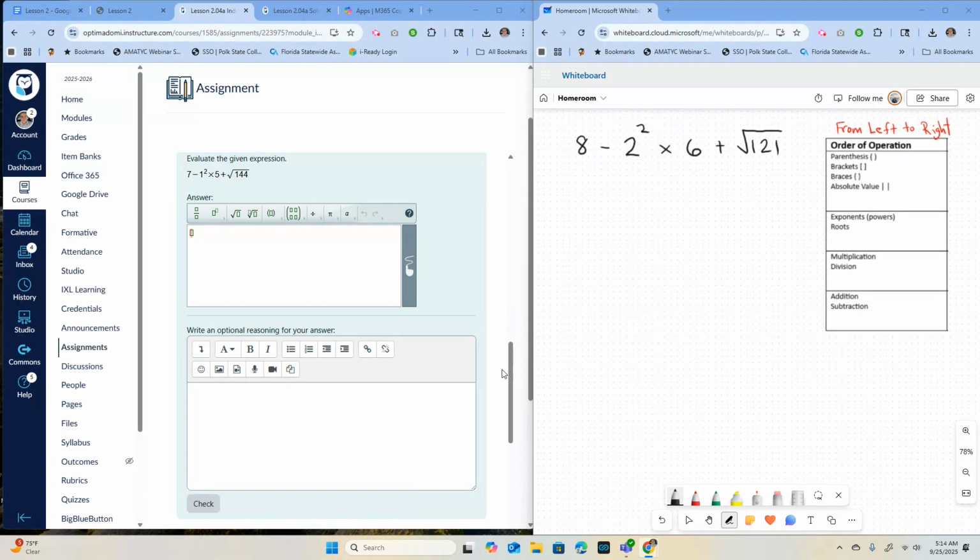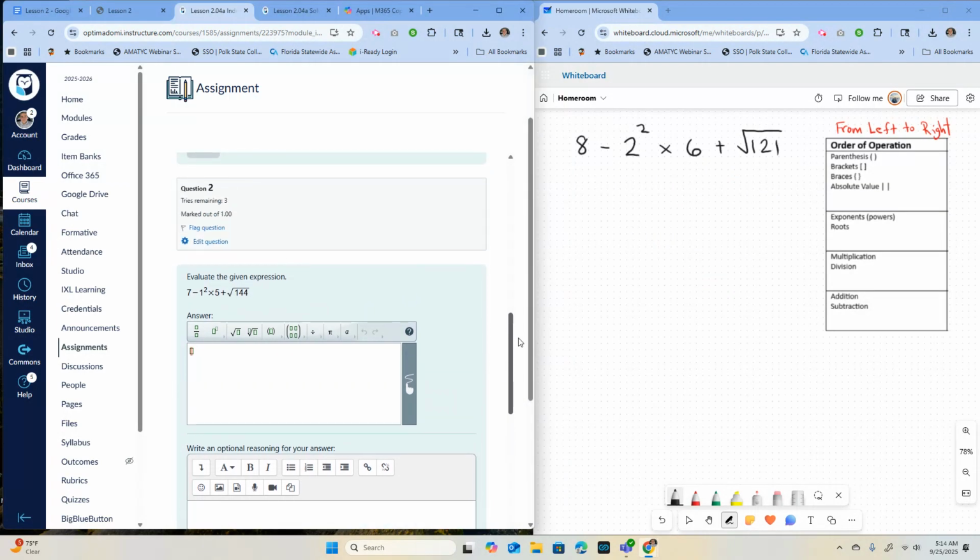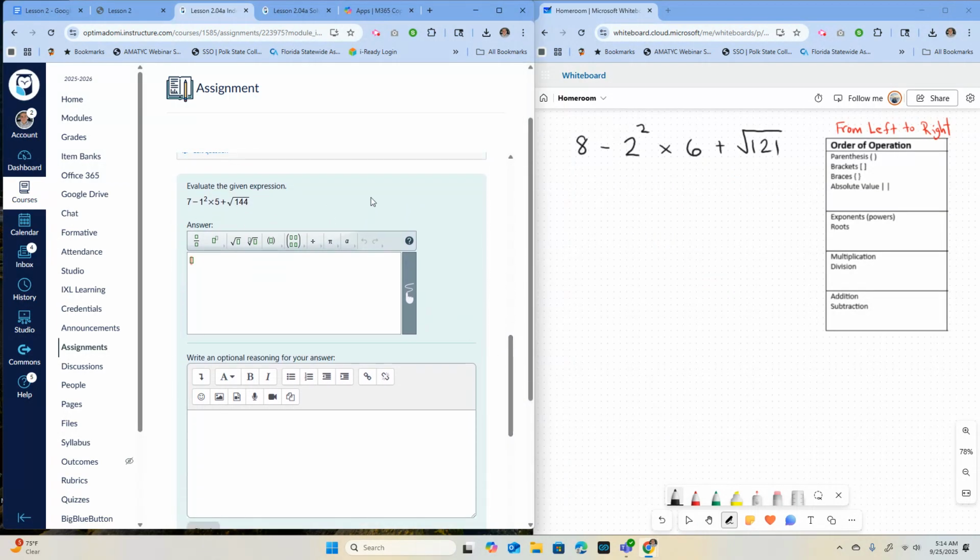Here is question number 2. Again, I'm going to do a similar one. The process that you're going to do is to simplify or evaluate. The word evaluate means work it out, and simplify means work it out and make the answer as simple as possible. What we have is a numerical expression, a math problem without an equal sign that contains numbers and mathematical symbols.